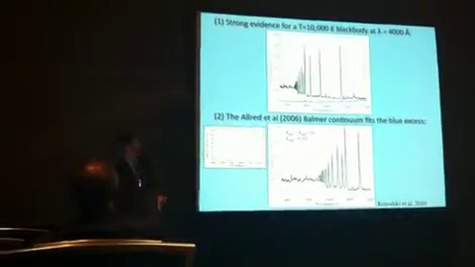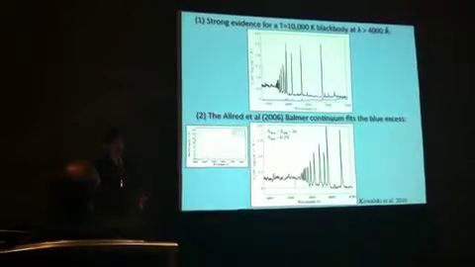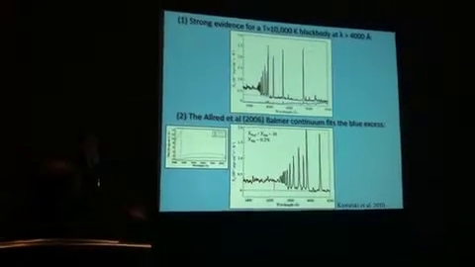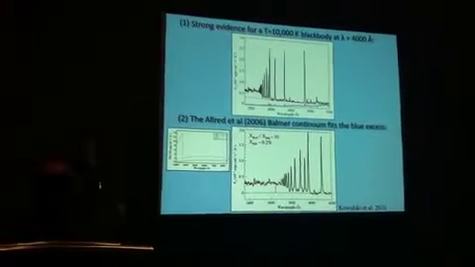We take the Allred et al. Balmer continuum model here and overplot it in red, and find that the shape matches the shape of the excess flare emission. And so the second component is a Balmer continuum at blue wavelengths.